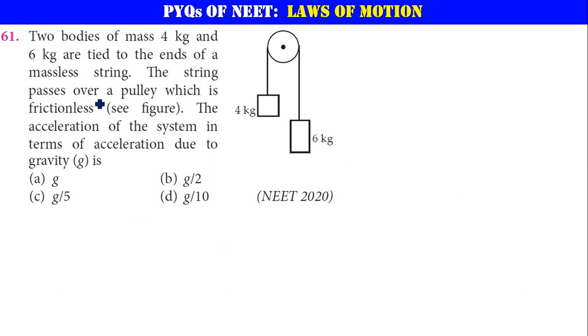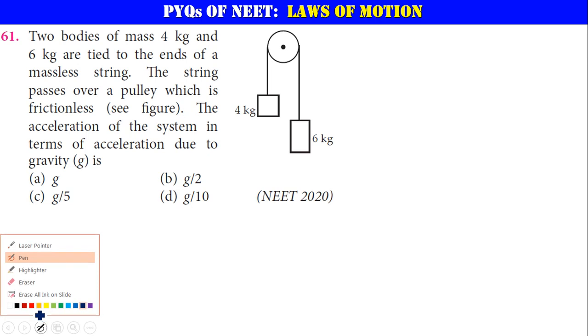So the first and foremost problem is: two bodies of mass 4 kg and 6 kg are tied to the ends of a massless string. The string is massless, so you don't have to worry about variable tension here. The tension should be the same throughout. The string passes over a pulley which is frictionless. Very good, no problem. The acceleration of the system in terms of acceleration due to gravity is?